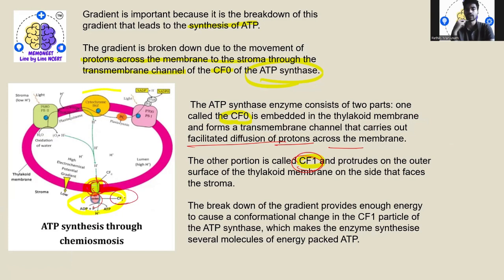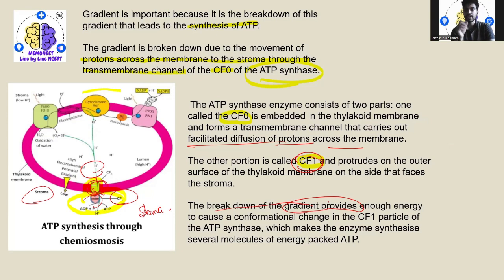On the other portion, called CF1, the protons which come out of the surface of the thylakoid membrane face the other side, the stroma region. Once they come to the stroma region, the breakdown of the gradient provides enough energy to cause conformational changes in the CF1 particles of the ATP synthase.